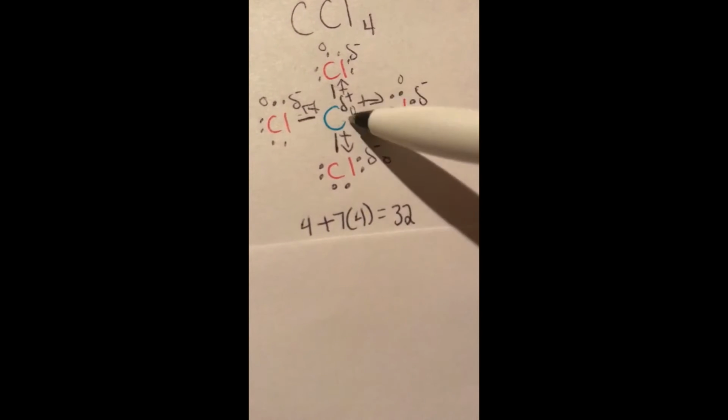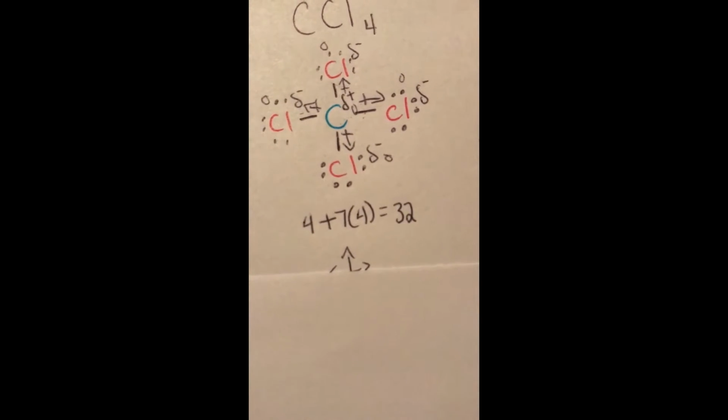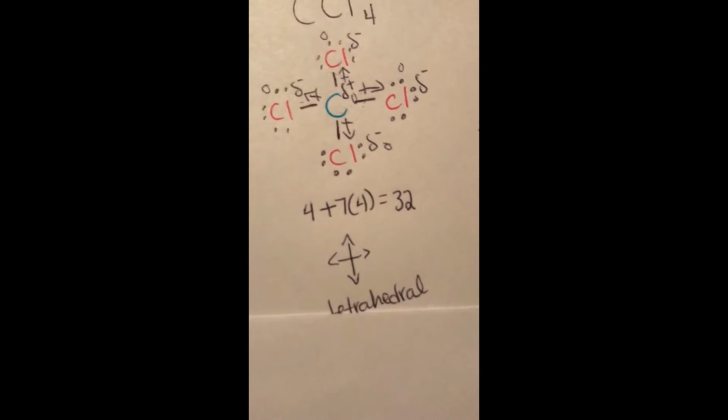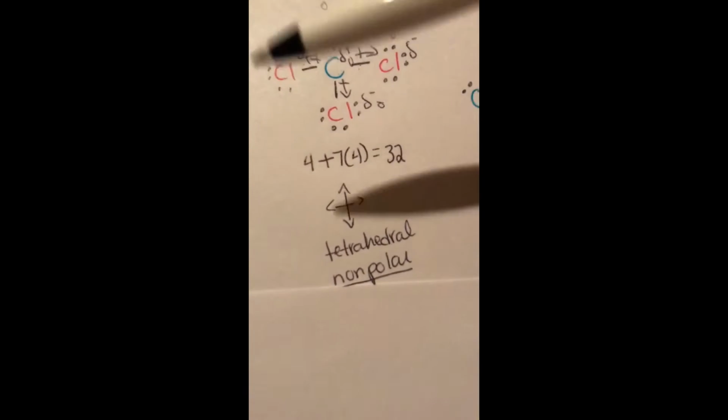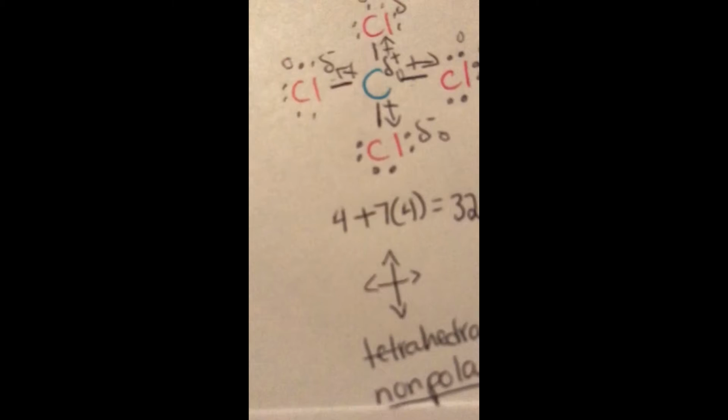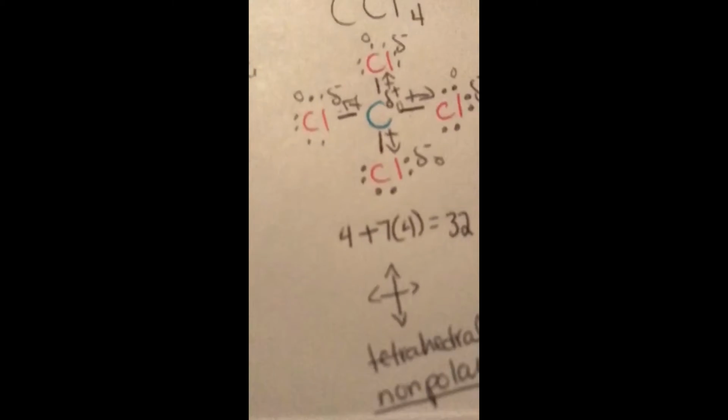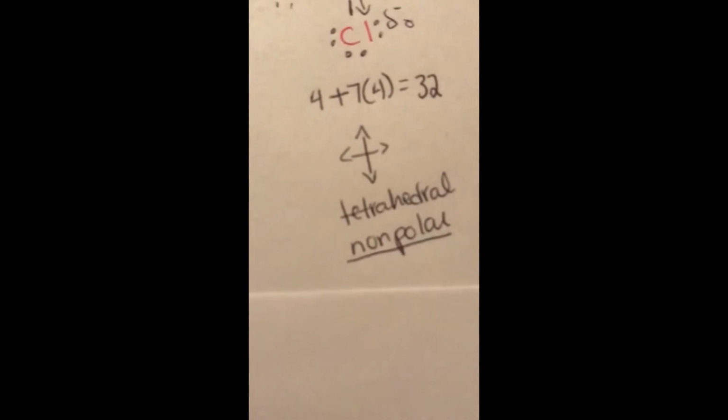Now, because there are 4 domains and no non-bonding electrons, we know that it's tetrahedral, and the molecular geometry is also tetrahedral, so it's going to pull in 3 dimensions. It's going to pull this way, that way, and upwards. But because they're the same atoms, they're going to have the same bond dipole length. And that tells us that it is nonpolar because all the dipoles cancel.